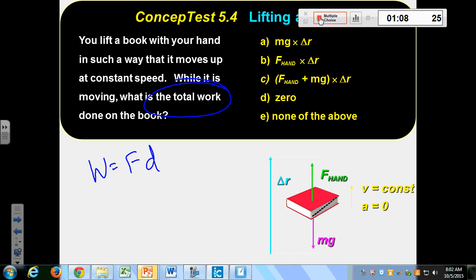I also want you to think about what is the net force on this book. That should give you some insight as to what is the work, because the total work that's done on any object is actually the net force times the displacement. So think about that. What are the individual forces doing, positive or negative work? And then what is the net force acting on the object? Still about 5 more seconds.